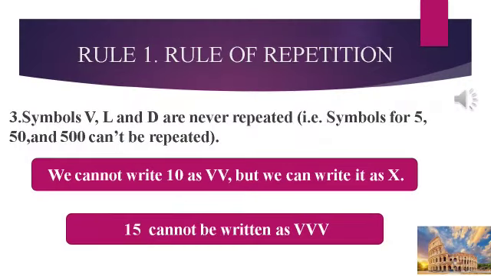Third rule of repetition. Symbols V, L and D are never repeated. That is, symbols for 5, 50 and 500 cannot be repeated. For example, we cannot write 10 as VV, but we can write it as X.